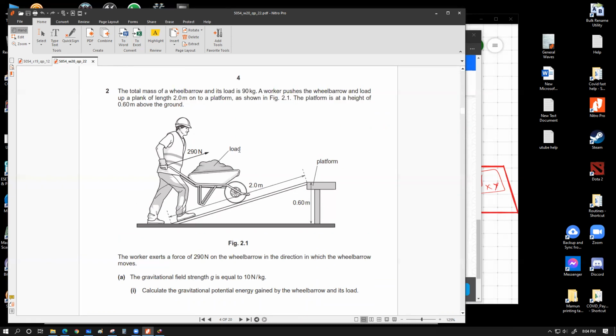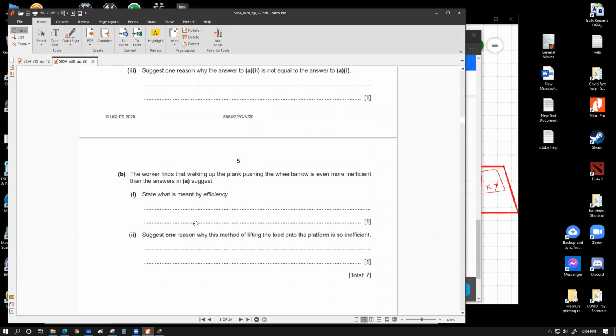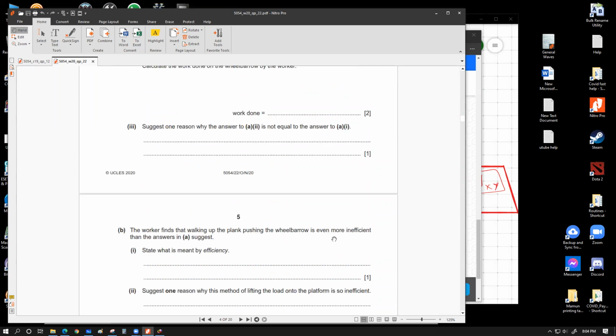Sir, I understood this one, but I can't do the next part, B2. Thus, the worker finds that walking up the plank pushing the wheelbarrow is even more inefficient than the situation in part A. State what is meant by efficiency, and explain why pushing the wheelbarrow up the platform is so inefficient.